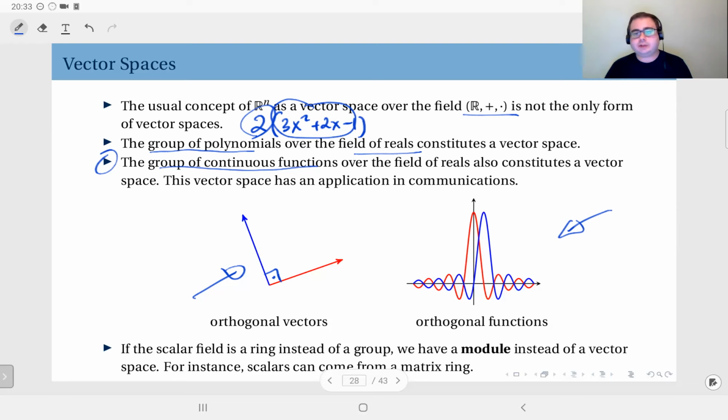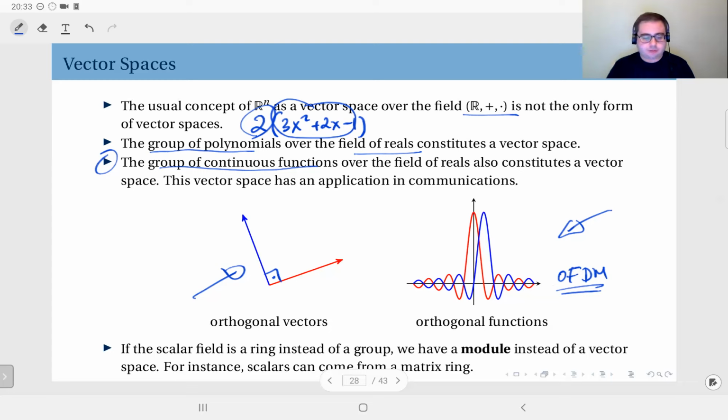Now my scalars are real numbers, but my vectors are continuous functions. For instance, these two functions depicted here also satisfy orthogonality. I'm not going to go into the definition of that, but there are ways to define what is orthogonal, and these two functions satisfy those properties. So we say these are orthogonal functions. And this has direct applications in, for instance, orthogonal frequency division multiplexing, a technology we use in cellular communications.